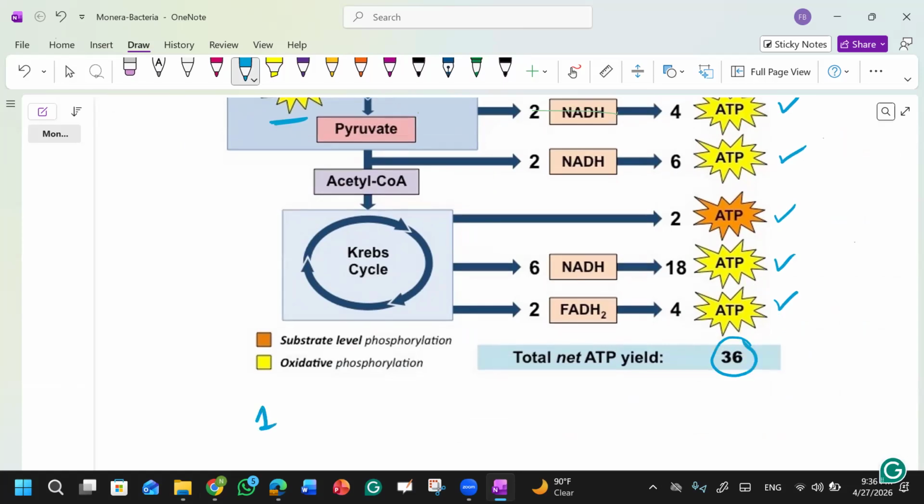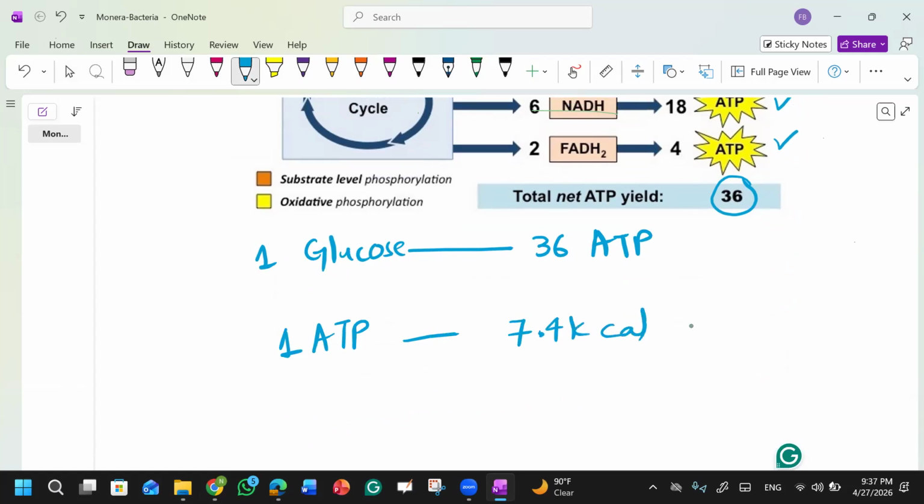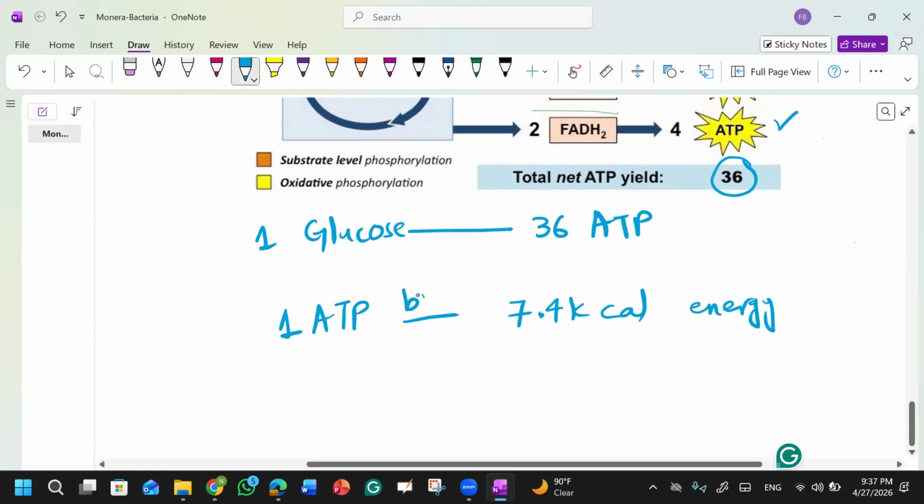Whenever you have food, in your food you have many glucose molecules, right? Whatever carbohydrate you are taking, in that carbohydrate there will be many glucose molecules, and from one glucose molecule you will get 36 ATPs. And if you break one ATP, you will get 7.4 kilocalories of energy. One ATP molecule, when your body breaks it.